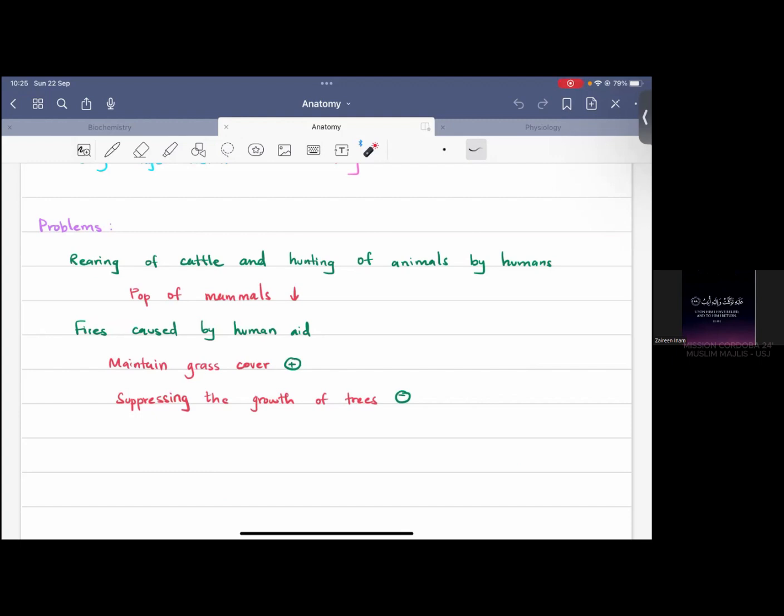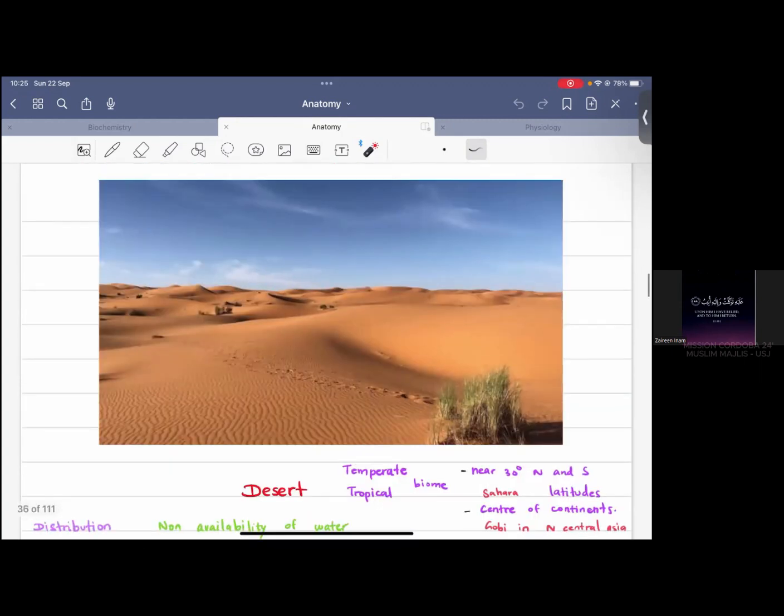Fires that are caused by humans will help to maintain the grass cover of this biome in one way. How? Because when there are fires, they will release some nutrients that are needed for the growth of grass cover. So these grass covers can grow very well, but there is also some negative impact on the growth of the trees, because growth of the trees will be suppressed, but the grass cover will be maintained. So the problem related to this biome is rearing of cattle and hunting of animals by the humans, right? That is about the savanna.